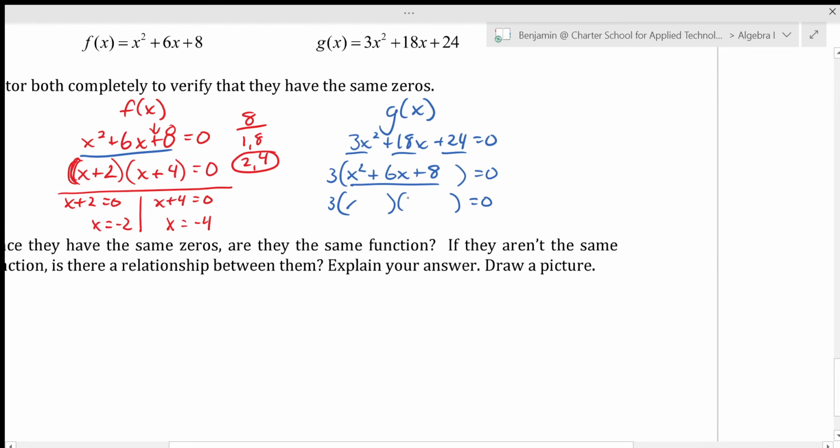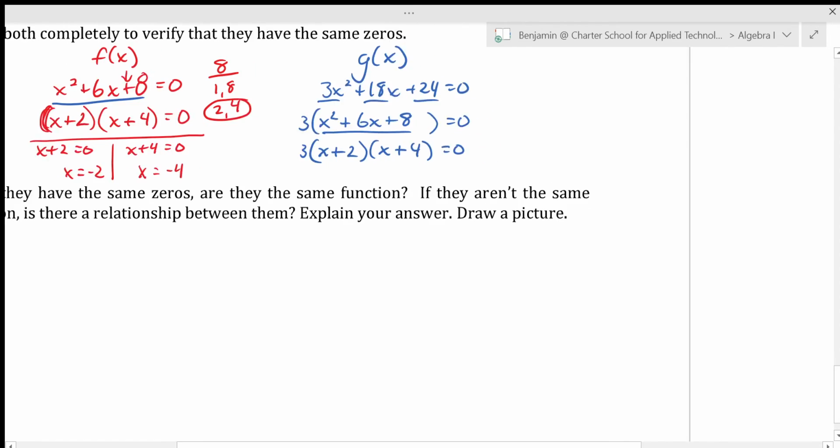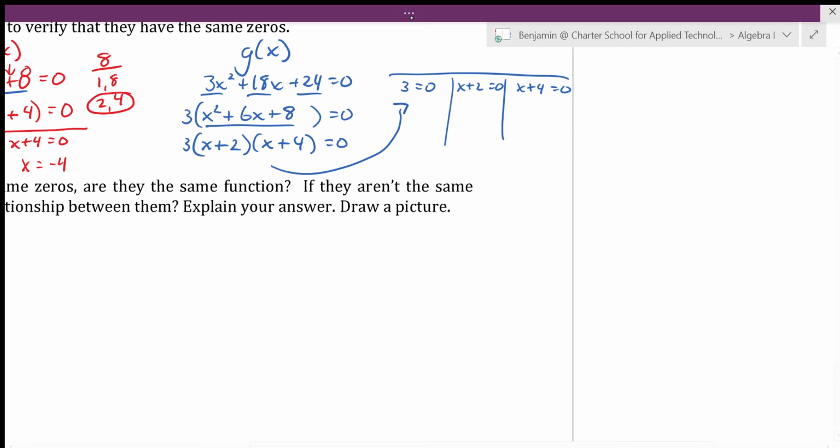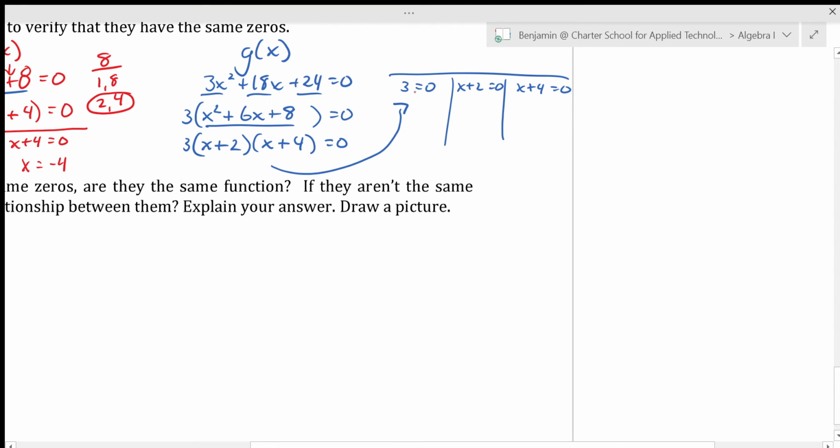I get x times x gives me x squared. I get positive, positive, and I get 2 and 4. All because we have that set up. Now, it looks like we have 3 factors. So if I did my t-chart over here, I get 3 of them. So 3 equals 0. Don't know. x plus 2 equals 0, and x plus 4 equals 0. So this one does not make any sense, so that was thrown out.